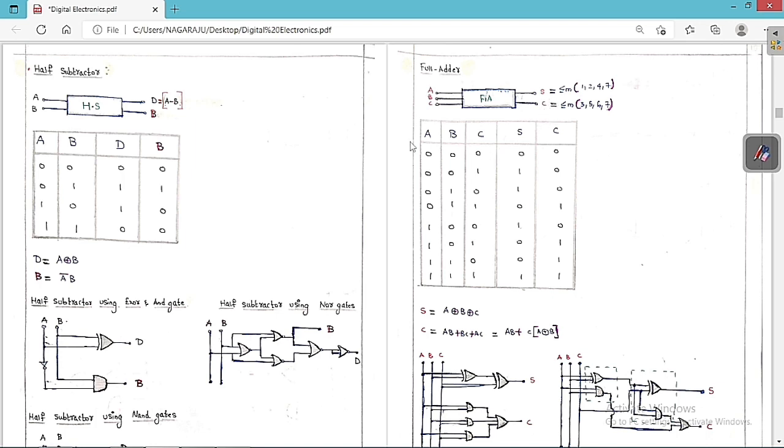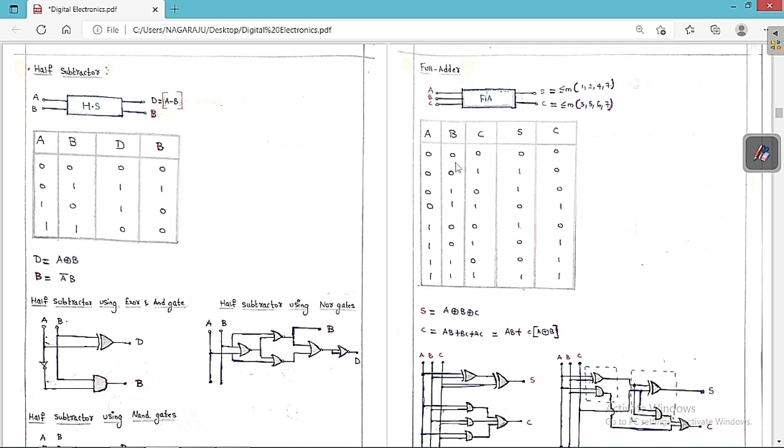Now listen carefully. As the number of input variables is given, we are going to get 2 to the power of n combinations. As the number of input variables n is equal to 3, 2 to the power of 3 is equal to 8 combinations. So 000, 001, 010, 011, 100, 101, 110, 111. This is the combination that you are going to get.